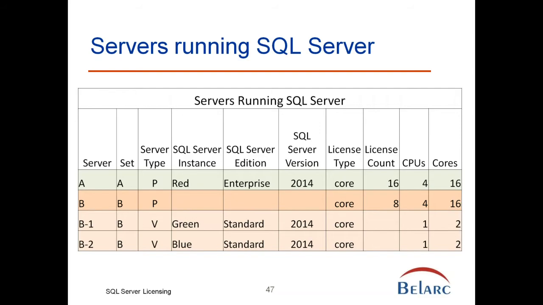But we can see in the lower two rows that each of those virtual machines is only using 2 cores. Now, it's standard, so we have to do the 4-core minimum. So each of those 2 bottom rows needs actually 4 licenses each. So 4 and 4 is 8. And that's why there's an 8 in the license count in the second row. So the server B, which is the physical host, needs 8 licenses to cover those 2 hosted virtual machines.